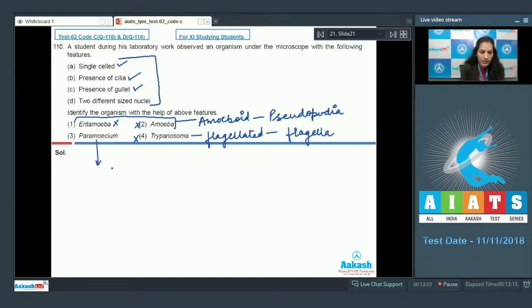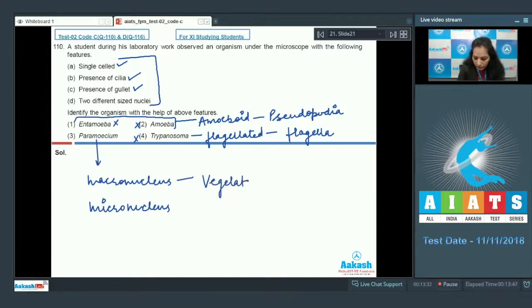2 different sized nuclei. Paramecium has 2 different sized nuclei called macronucleus and micronucleus. Macronucleus controls the vegetative function of the cell. Micronucleus controls the reproductive functions of the cell. So yes, Paramecium has 2 different sized nuclei. So the correct option for the given question is option number 3. Let's move on to the next question.